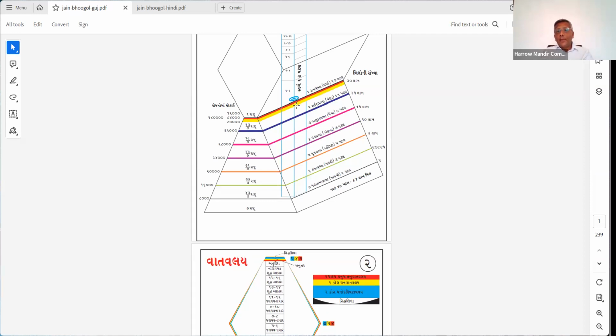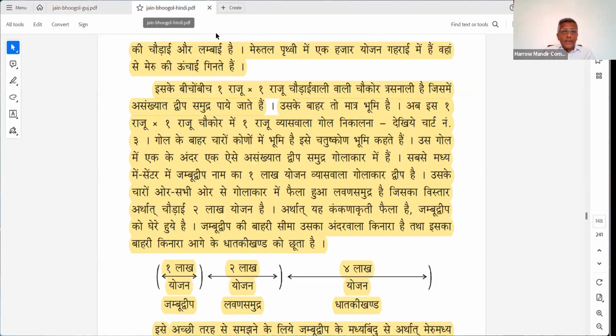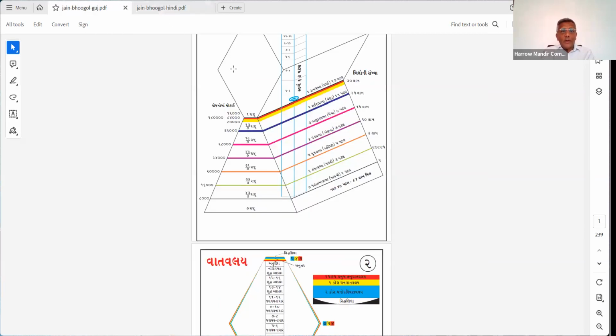Can you see the circles here? So these circles are what we will be talking about. These circles represent the Asankhya, the uncountable islands and the uncountable oceans. So this is Asankhya Dweep Samudra. Dweep means island. Samudra means ocean. It's important to remember these words, Dweep and Samudra. Dweep means island, Samudra means ocean.